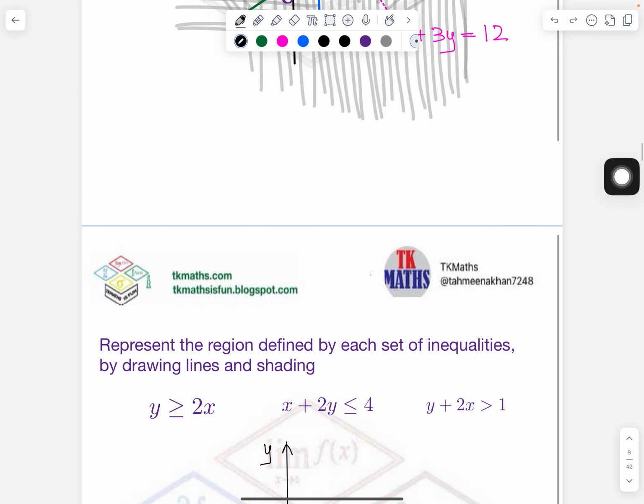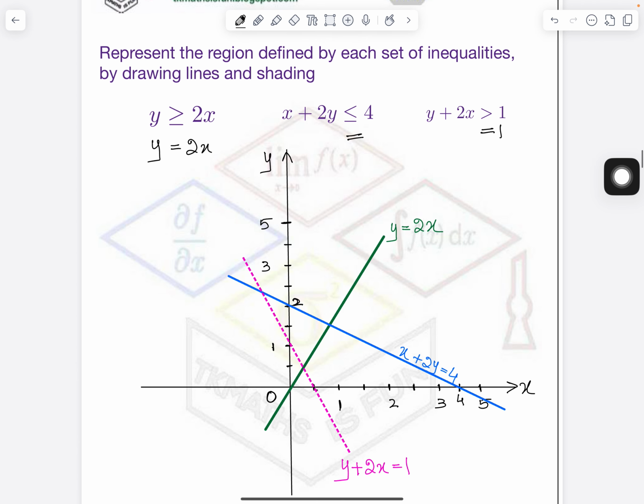So now this is a test for your understanding. You can put the video on hold and draw these lines on the graph paper. So when you draw these lines, put y equals to 2x, x plus 2y equals to 4, y plus 2x equals to 1. Draw these lines on your graph paper. I am showing it to you, but you can put the video on pause. After this, we will shade it. I did not shade here. I wanted to shade it with you. So these lines I have drawn. So let's start.